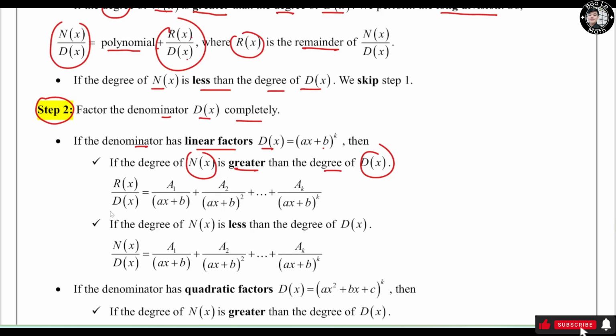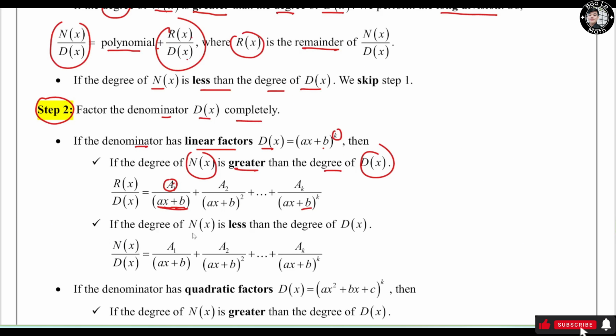After you perform long division, it becomes a1 over as plus b, where a1 is a constant and as plus b is the linear factor. Remember that the top is always 1 degree less than the bottom. The bottom is linear, so the top should be constant. Now a2 over as plus b squared, until raised to the k right here.